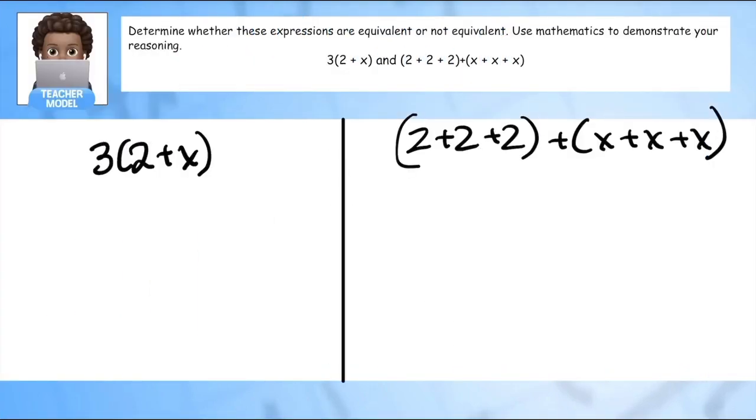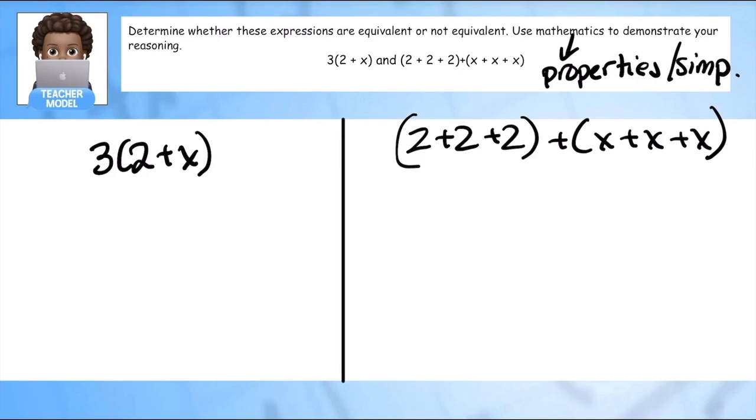Here's our first problem. Determine whether these expressions are equivalent or not equivalent. Use mathematics to demonstrate your reasoning. So remember, the math I'm using for this are my properties, and I'm going to simplify. And if I can simplify both expressions and they have the same exact like terms, then I know they're equivalent.